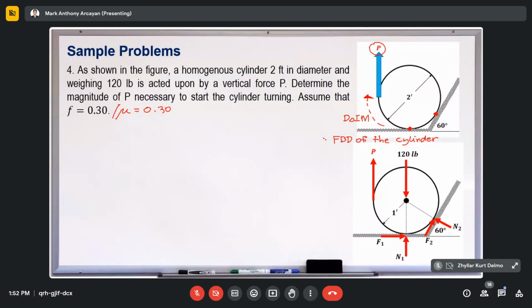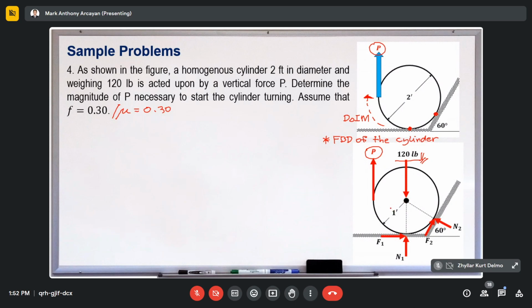Now, if we take our system, we only have one rigid body, and that is a cylinder at rest on this horizontal surface and the inclined surface. So we indicate the external forces. We have the force P, this one. We have the weight of this homogeneous cylinder. Since it is homogeneous, its weight is concentrated at the center, as shown.